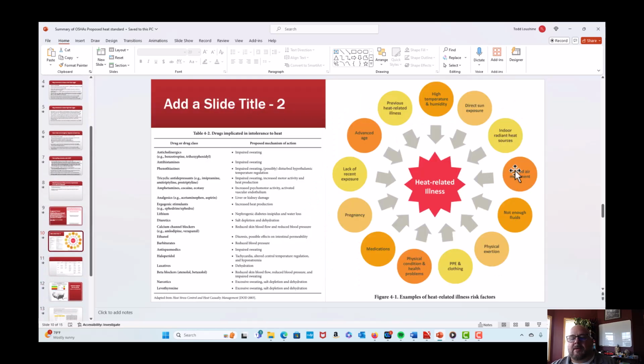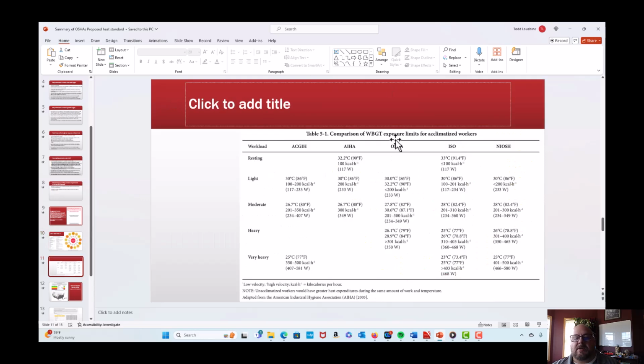Here, I haven't labeled it yet, but all the things that contribute to heat-related illness. And this is one that I didn't realize, and I need to add it to the program, is drugs implicated in intolerance to heat. So this is something that needs to be added to both the basic training and the training that goes to supervisors. Because if anybody is on any of these, we need to keep an eye out for them, make sure they're okay. Here are some of the basic standards.